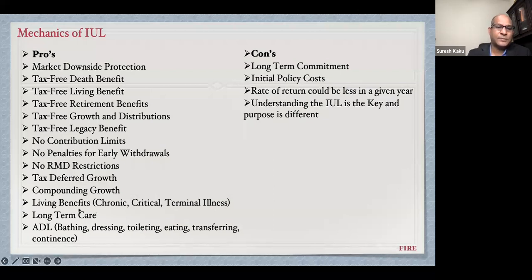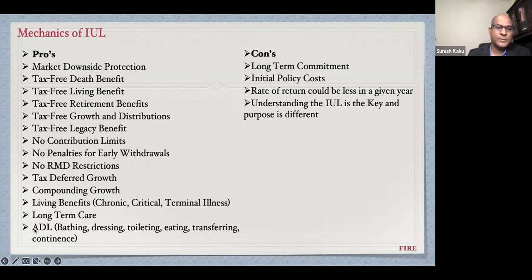So we need to start planning for long-term care also, because right now it costs about $100,000 to stay in a private nursing home. So it will devastate our retirement savings, so it's better to plan for that. We can add a rider to this policy that will cover that.